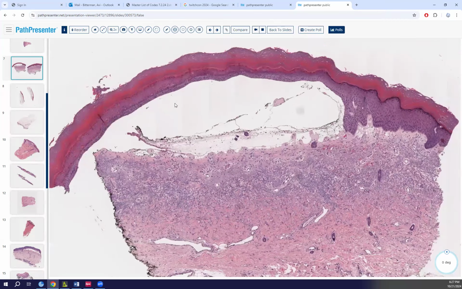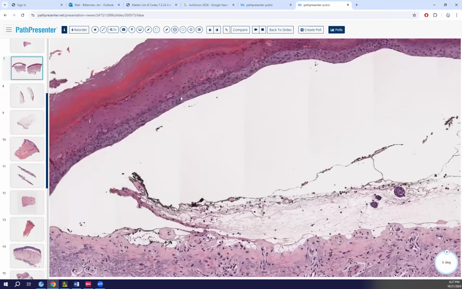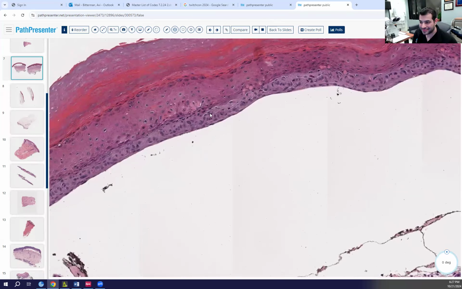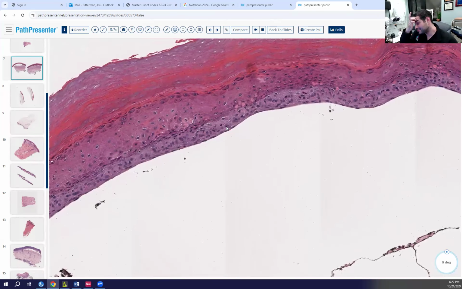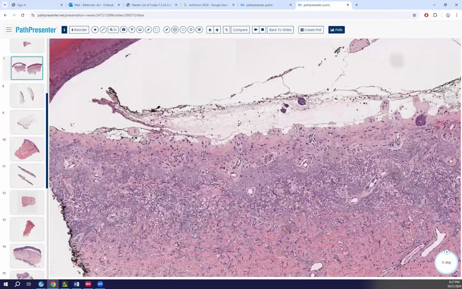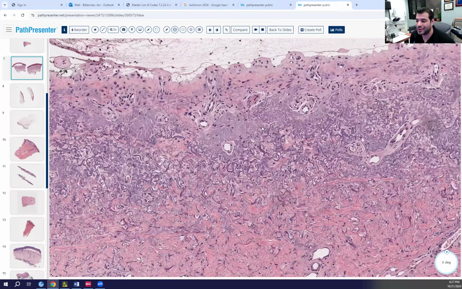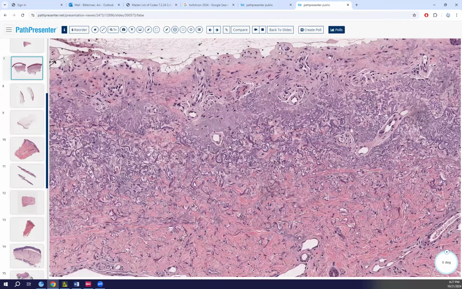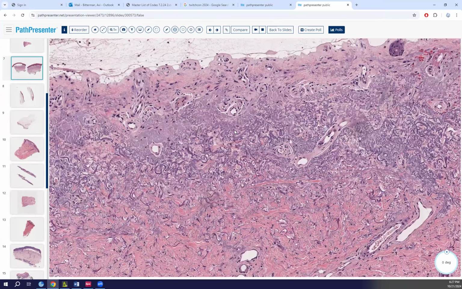And if we zoom in on the epidermis, maybe we'll see some caterpillar bodies. You see him? Yeah. Good. Porphyria cutanea tarda, yeah, PCT. What else are we seeing in porphyria cutanea tarda? Solar elastosis.